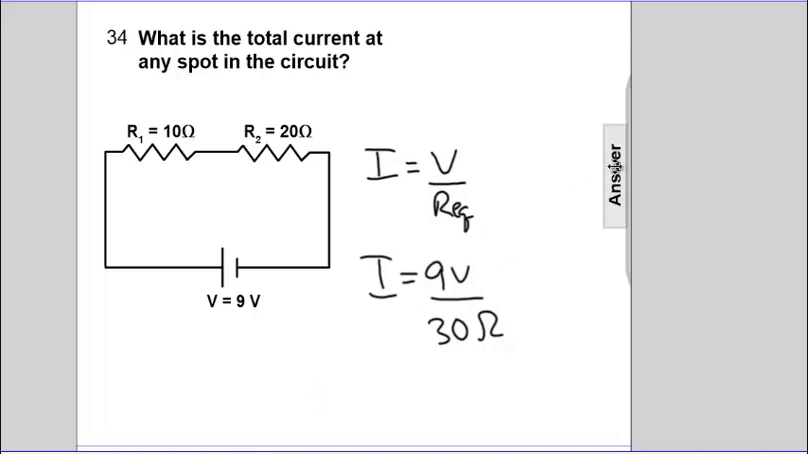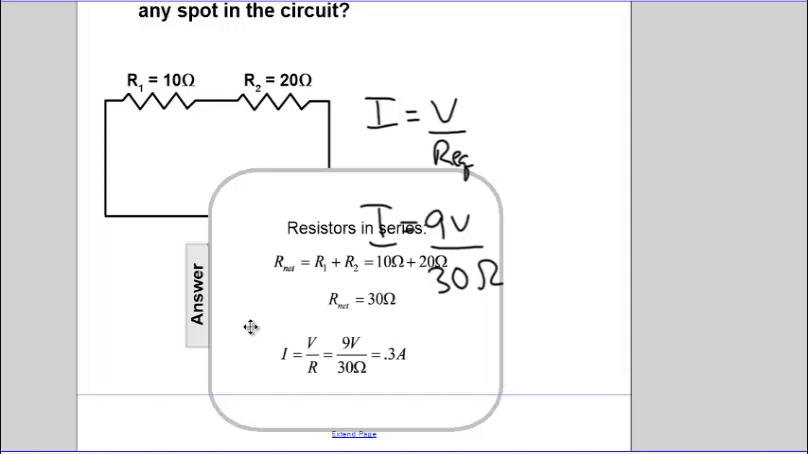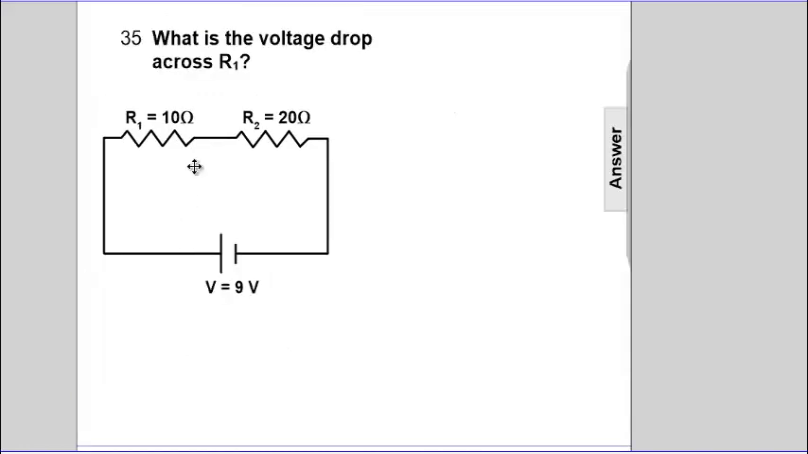Let's reveal the answer. Yeah, 0.3 amps. So 1/3 of an amp. That means 1/3 of a coulomb of charge travels at any point anywhere in this circuit at any time. What is the voltage drop across R1? What is V1 equal to?